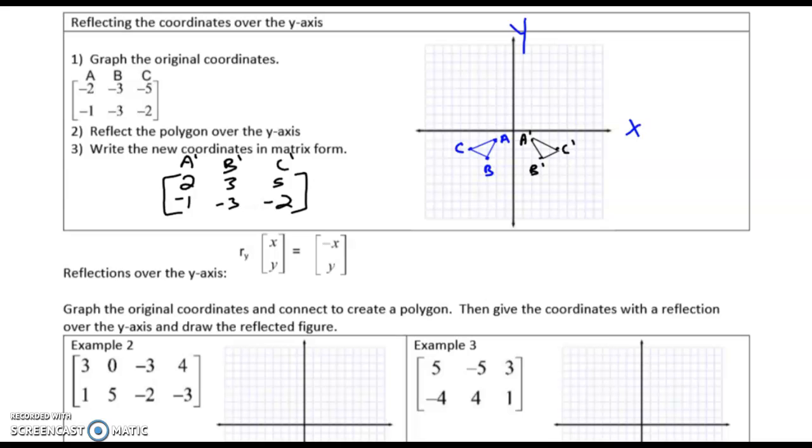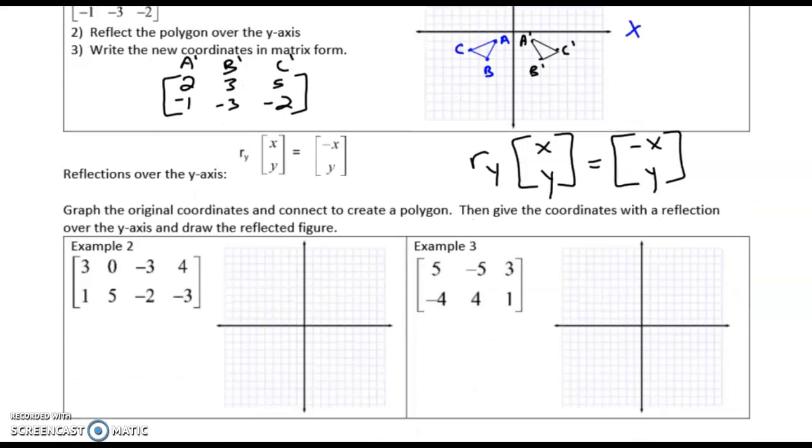So the notation for reflecting over the y-axis, reflection over the y-axis, it's going to be a lowercase r because we're going to have rotations, which is capital R. So lowercase r sub y of the coordinate xy, what's going to change is the x is going to become negative. Okay, the y is staying positive.